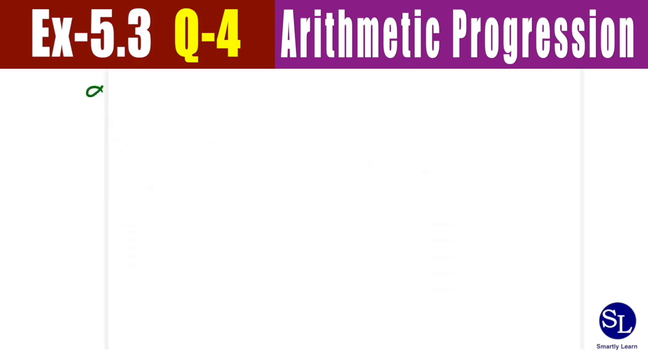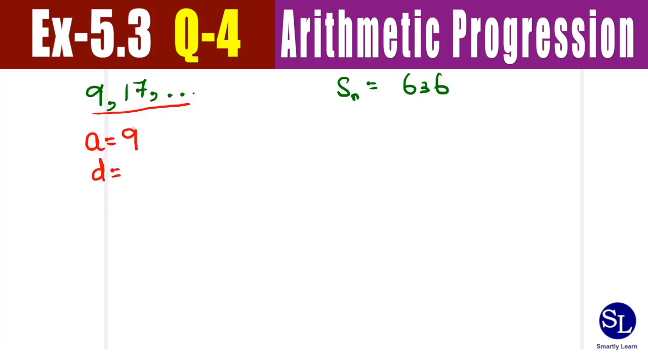So it is 9, 17, and so on. And the sum Sn is given to be 636. Now looking at this particular series, let's start writing the values of A, D, etc. So A is going to be the first term, so straight away we can write it as 9. Now D is going to be the second term minus the first term. So 17 minus 9, that fetches an 8.